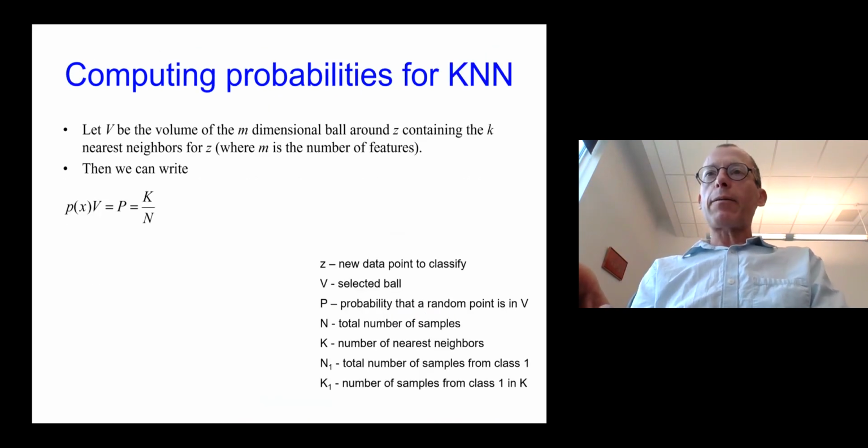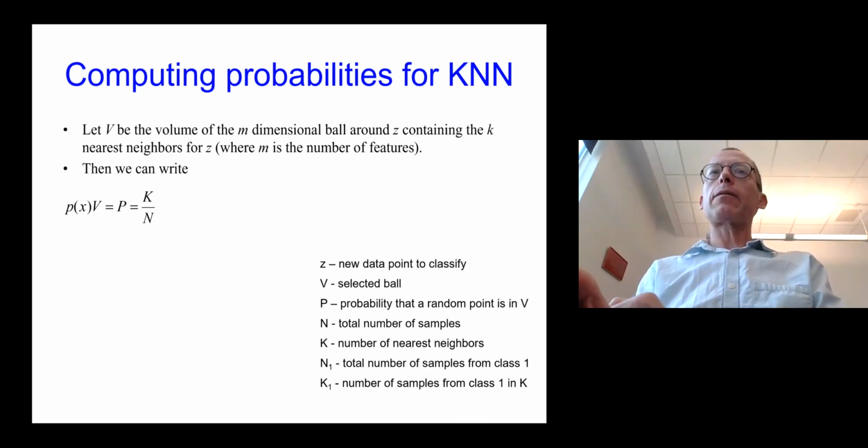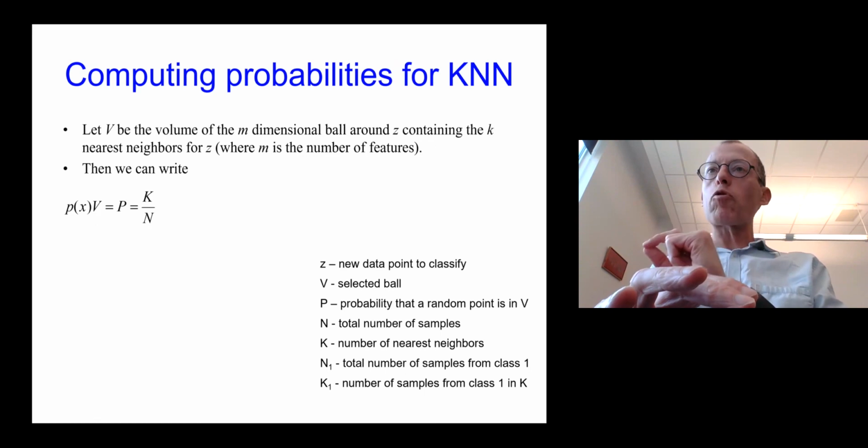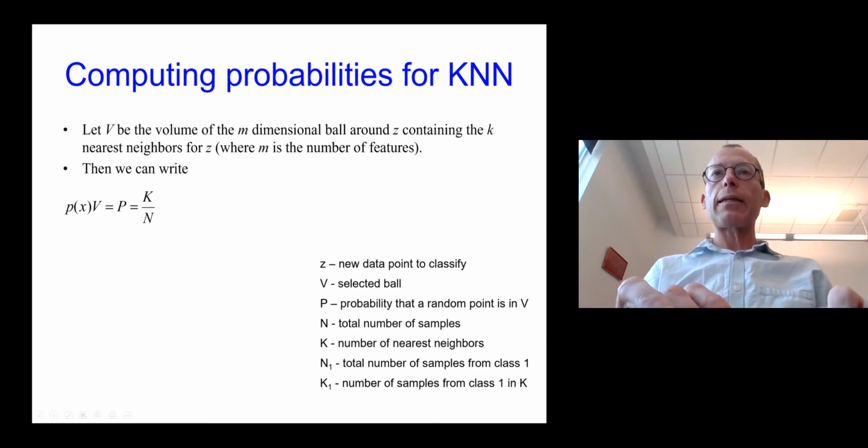The key point, I mean everything else is easy, but the key point of this is to consider the uniform distribution over the area that the k-nearest neighbor is using. So let's discuss this.